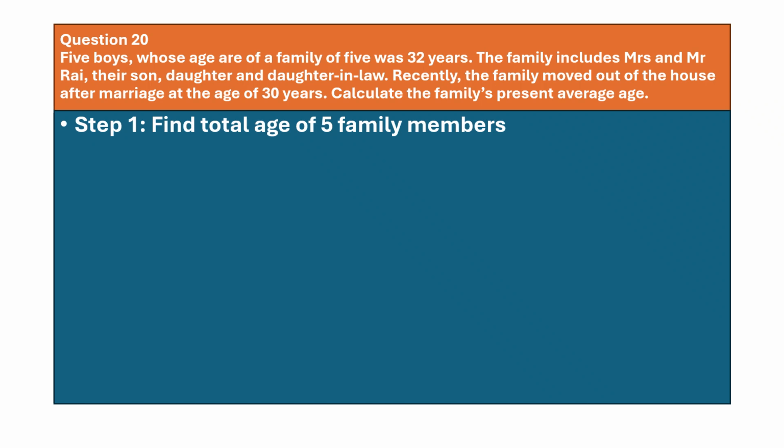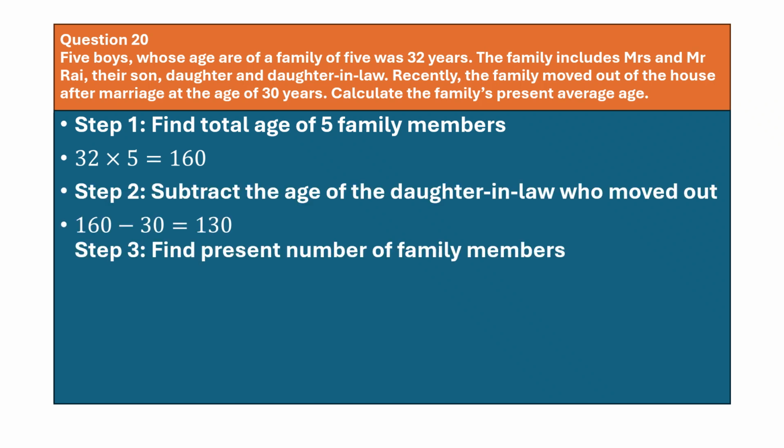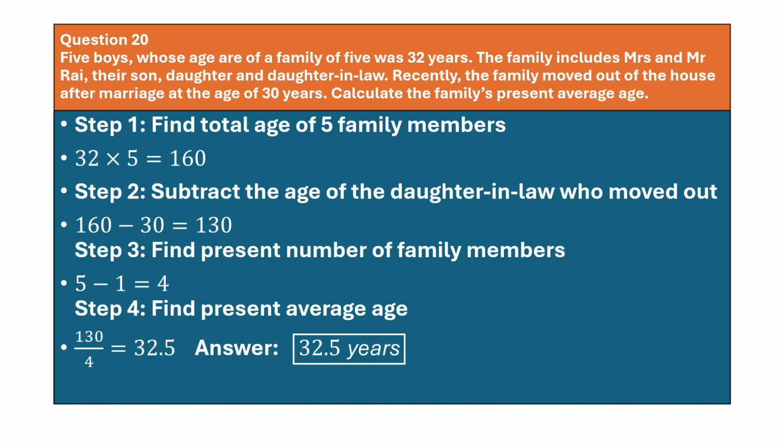Now we need to find the total age of 5 family members. Again the same step, 32 into 5, that will give you 160. Now subtract the age of the daughter-in-law who moved out. That is 160 minus 30, which will give you 130. Now the next step is to find the present number of family members. We know one stepped out and the total were 5, so 5 minus 1 is equal to 4. So what will be the present average age? The total, which is 130, divided by 4 will give you 32.5. So the answer is 32.5 years.